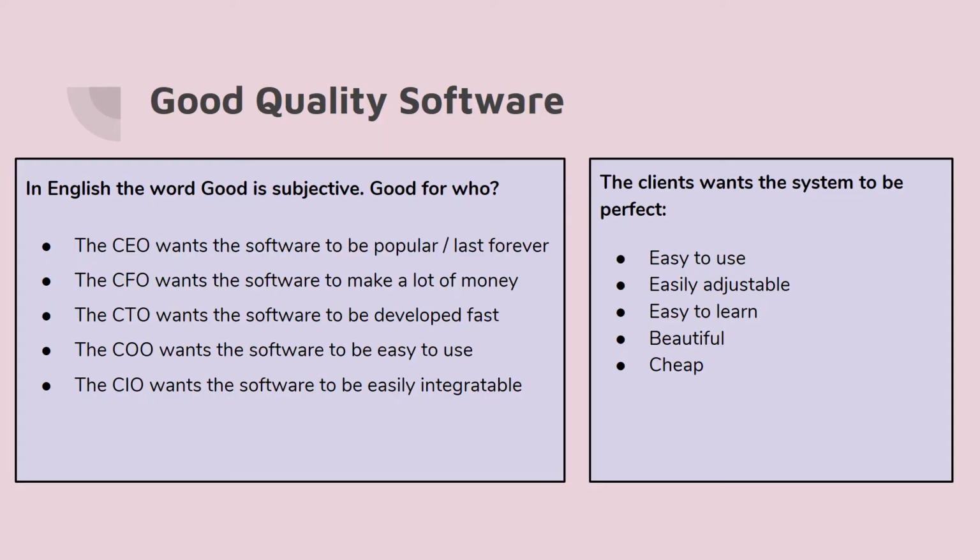So what defines good quality software? Well, it depends who you ask. The CEO would want the software to be popular and last forever. And the CTO might need the software to be fast and developed really quickly. The CIO might want the software to be integratable with other projects to save money.